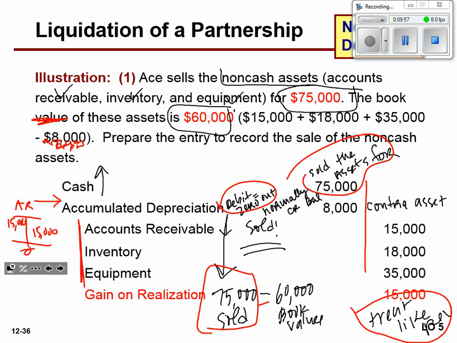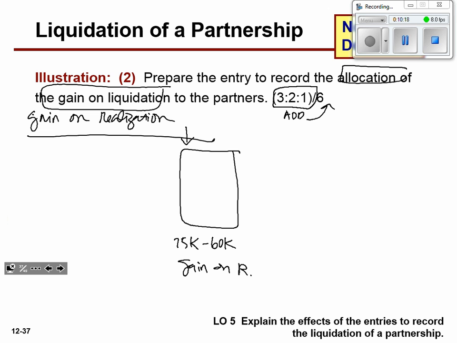Got to go on to number 2. Remember, number 1, we're selling our non-cash assets. What are we doing in step 2? Who gets the 15 grand? Dividing it among the partners based on what? Well, their income ratio. There we go.